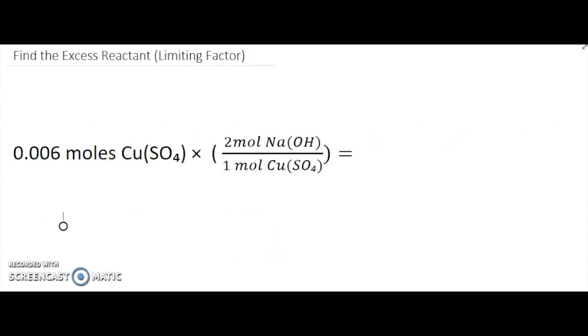To find the excess reactant, or the limiting factor, we have to look at the ratio which is presented. NaOH to CuSO4 is 2:1. Now we have to note that we have 0.006 moles of CuSO4, so theoretically we should have 0.012 moles of NaOH.